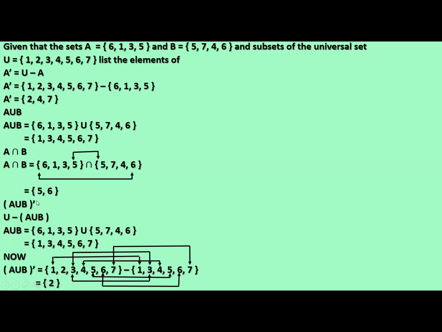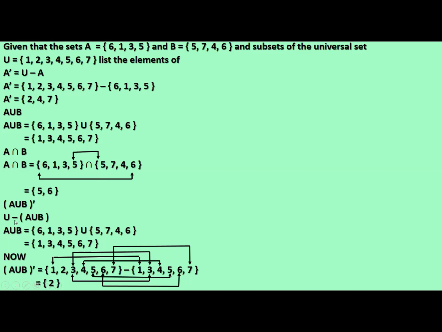Now the complement of the bracket A union B. First, outside of the bracket there is a complement sign. Wherever you find the complement sign, it stands for U difference. So see students, before the bracket there is a complement sign, so what I have written here is U difference. Inside the bracket A union B is written, so I have written A union B. Wherever you see the complement sign, it stands for U difference.